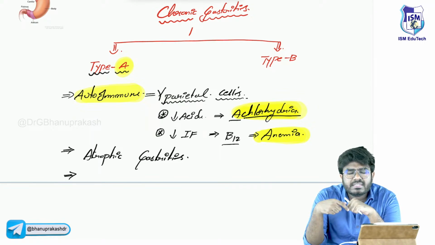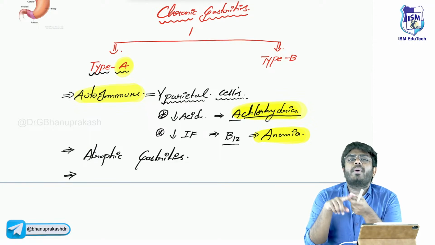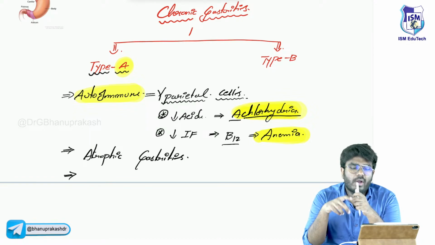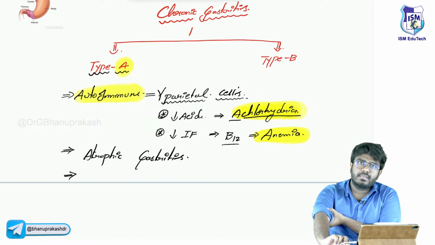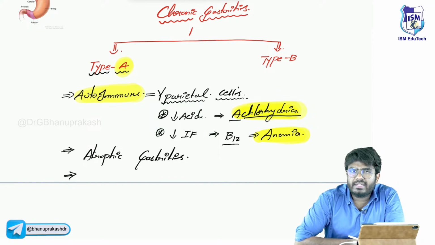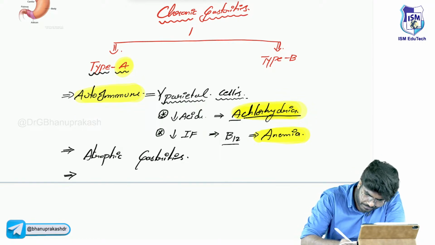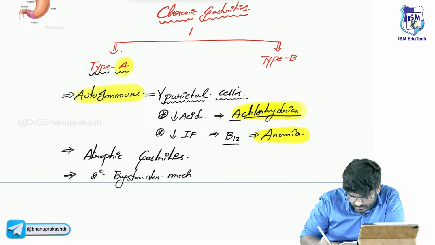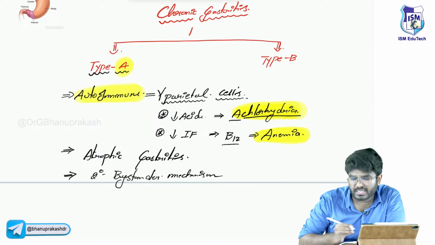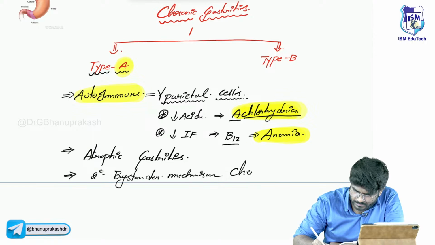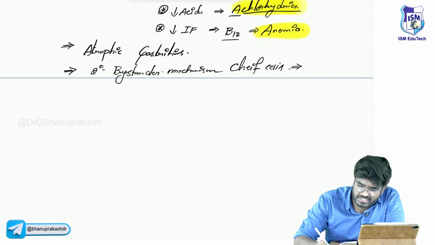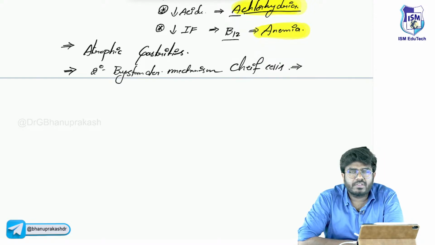Now as there is inflammation happening in the gastric mucosa, not only the parietal cells, the surrounding cells will also undergo damage. What are the surrounding cells? The surrounding cells are the chief cells. So the chief cells are also going to be damaged. This is called the secondary bystander mechanism. As a secondary bystander mechanism, the chief cells are also going to be affected. The chief cells are the ones which produce pepsinogen.